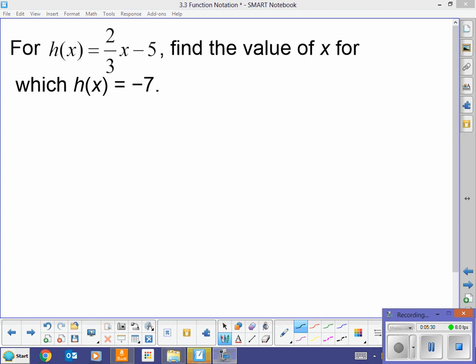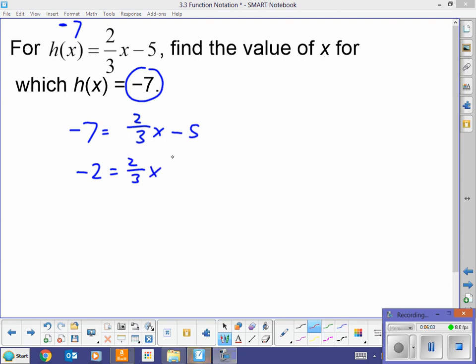Okay, so for h of x equals 2/3 x minus 5, find the value of x for which h of x equals -7. Okay, well this is pretty simple. We're going to just substitute. -7 is h of x, which is this. So I have -7 equals 2/3 x minus 5. Okay, so let's go ahead and add 5 to both sides. So this is -2 equals 2/3 x.